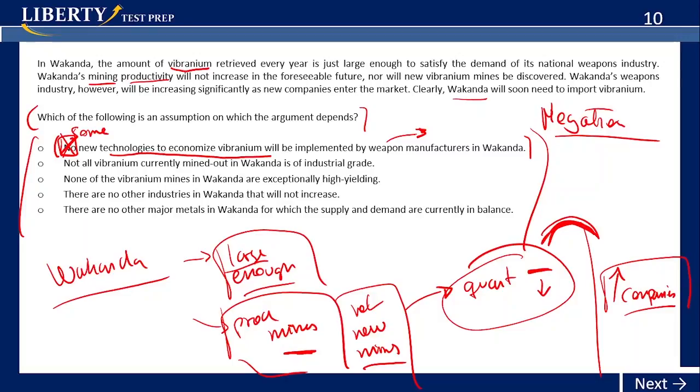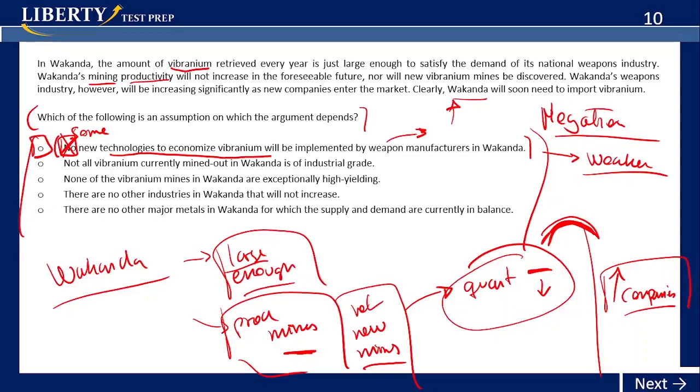So some new technology, and this one, when we invert it, it should be what? If you've been following, it should be a weaken, right? When you invert, because the assumption is necessary, when you invert the assumption, you generate a weakening premise. So some new technologies to economize vibranium will be implemented by weapon manufacturers in Wakanda. Will that be a weakening? Yes. So that's the answer.